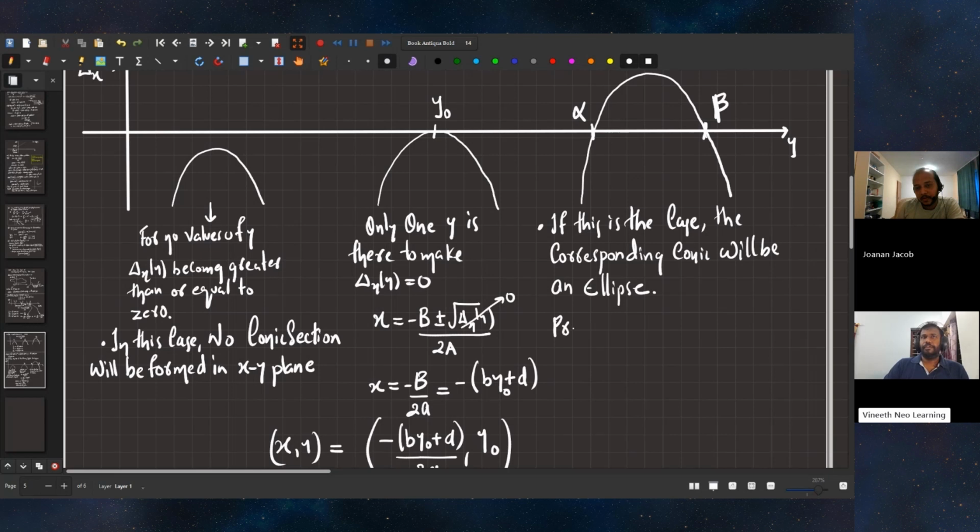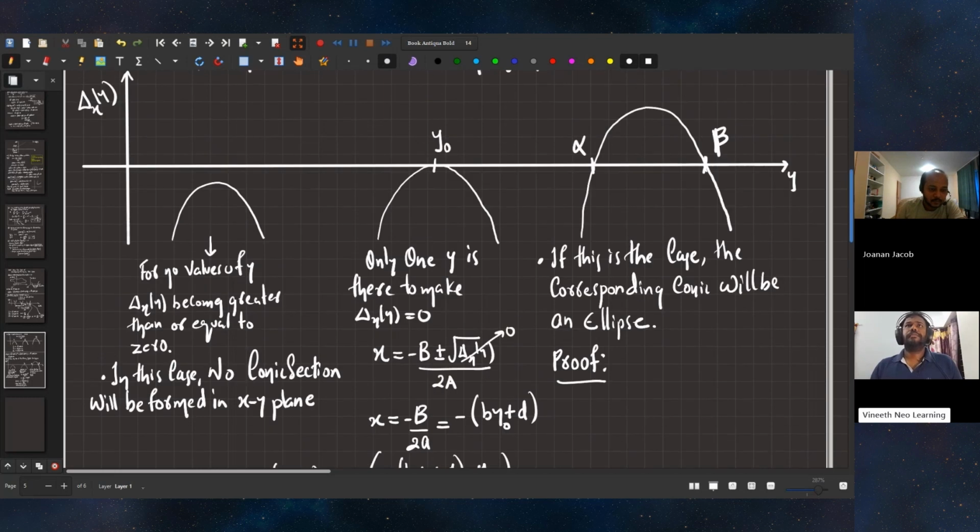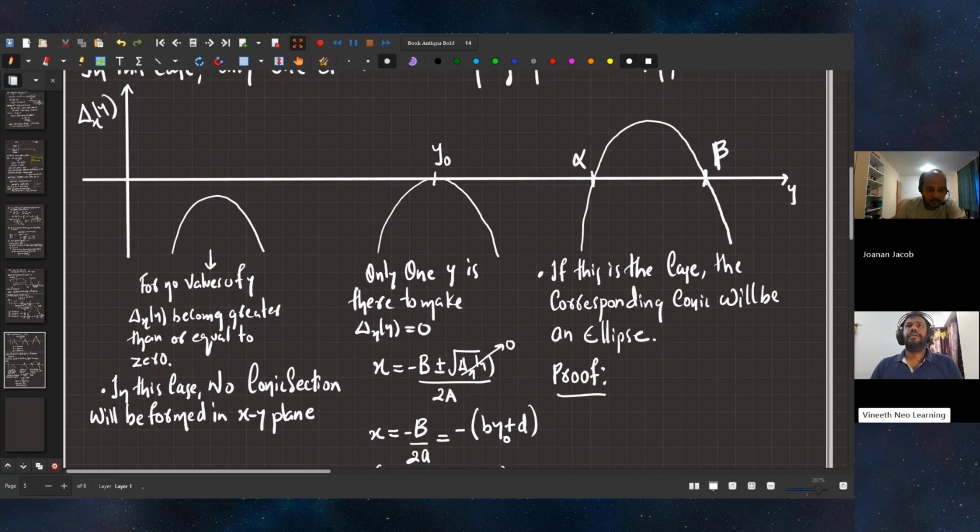Let me give you a proof. This proof, I'm not that proud of. Compared to the parabola, which was very elegant, this is okay. Just let me give you the proof. If this is alpha and this is beta, what will be its midpoint? Alpha plus beta divided by 2. Let me name that point K.